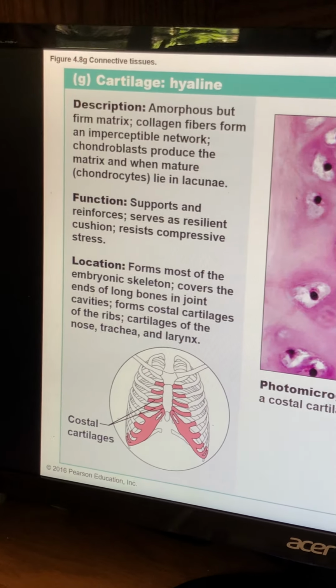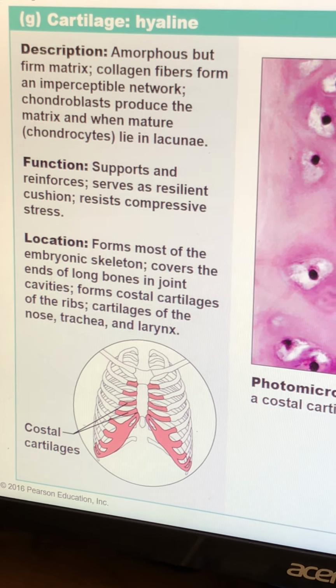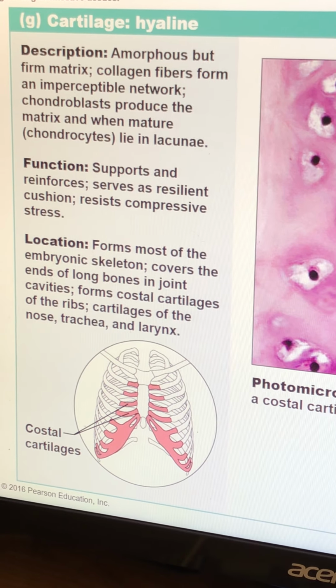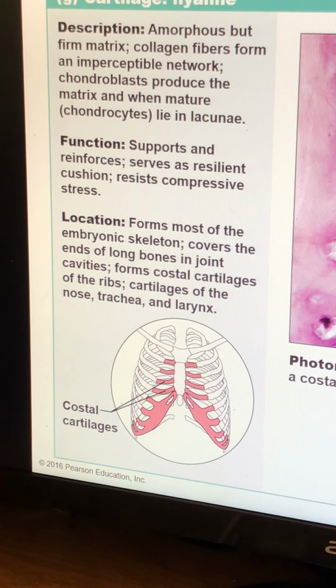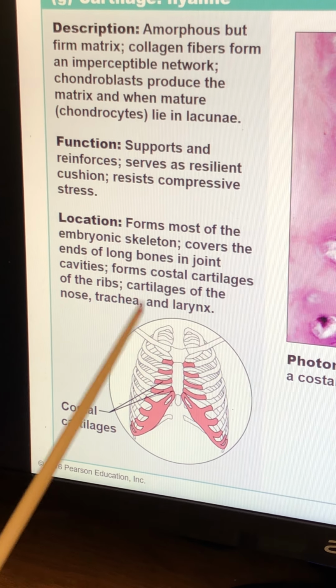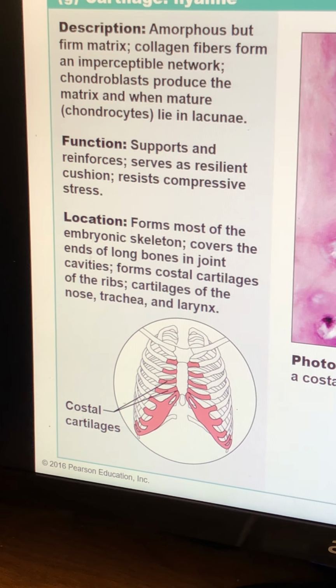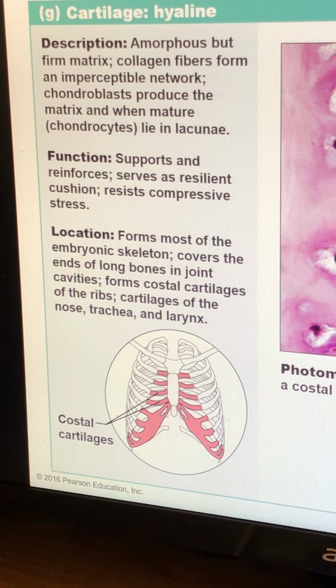It's going to make up the embryonic skeleton. So before you get bones, in order to make the delivery a little bit easier, the fetus, or the baby as the baby's coming out, is made of hyaline cartilage. It's going to cover the ends of all of your bones. It doesn't matter what bone it is, but a long bone is going to have the ends made up of hyaline cartilage.